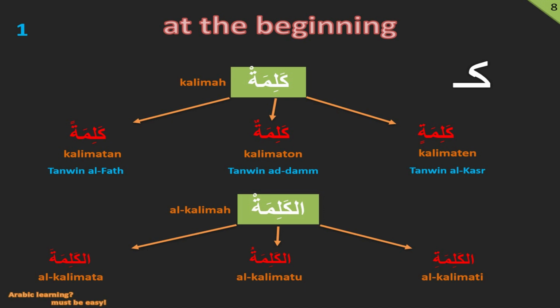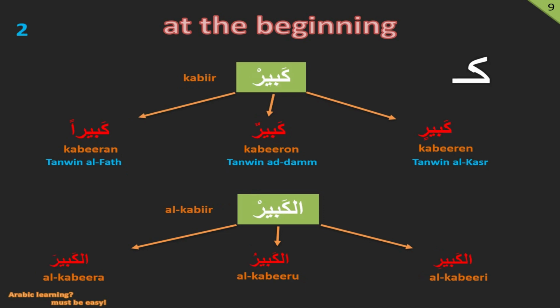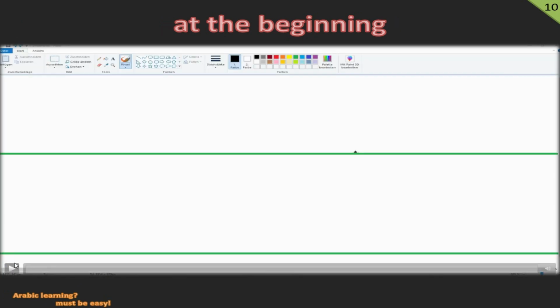So the noun الكلمة is with التعريف, so no longer uses تنوين, but we continue with تشكيلة, so that الكلمة with فتحة at the end would be الكلمةَ, with ضمة at the end الكلمةُ, or with كسرة الكلمةِ. Now the second example, كبير, with تنوين الفتح would be كبيراً. We added here alif at the end. That means this word كبير is regular. And with تنوين الضم كبيرٌ, or with تنوين الكسر would be كبيرٍ. Now كبير with التعريف is الكبير. We don't use تنوين anymore, but we continue with تشكيلة, so that الكبير with فتحة at the end would be الكبيرَ, and with ضمة at the end الكبيرُ, or with كسرة الكبيرِ. Now a video to show how to write the examples.